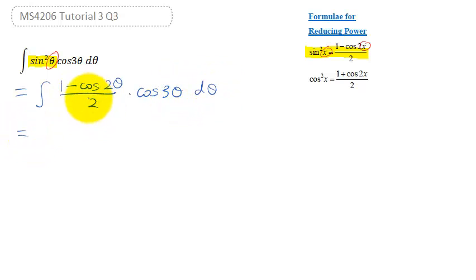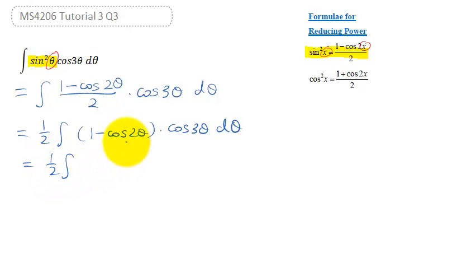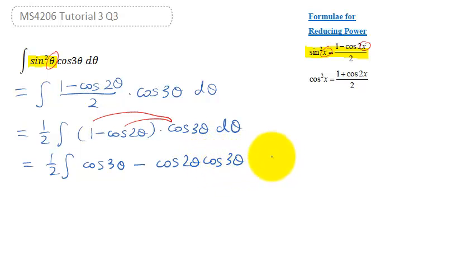So actually this is a half, so I'm going to take the half out, and this is what I have, the numerator of this fraction, and followed by cosine 3 theta. So I will now begin to expand this. So I have 1 times cosine 3 theta and cosine 2 theta times cosine 3 theta.